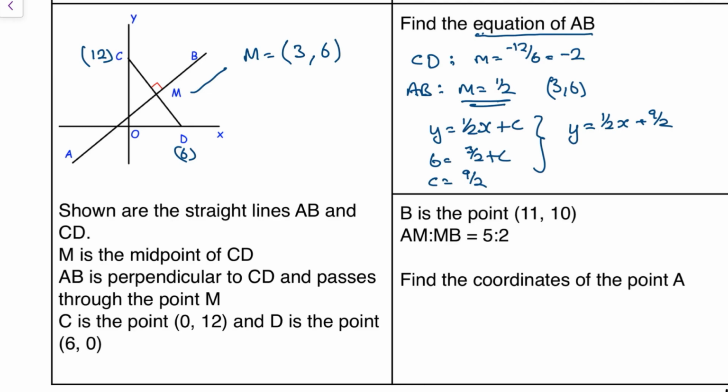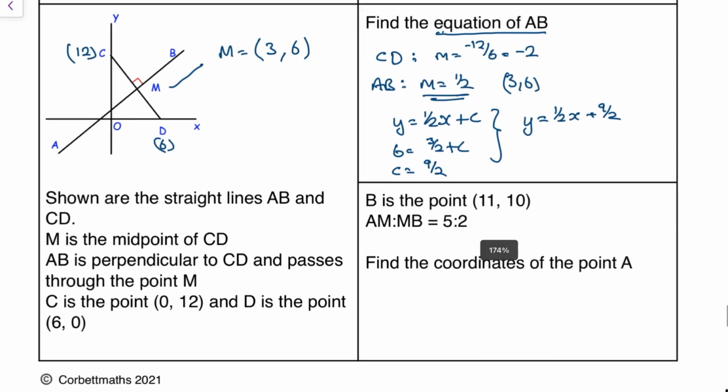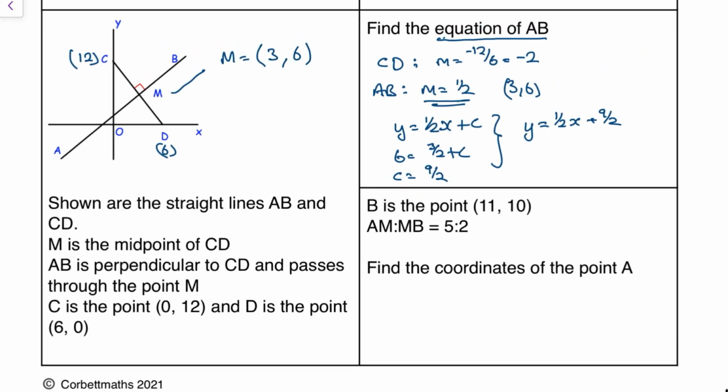Wow, not even finished yet, but that was a good question. I like that question. Next part, we've got a ratio bit just to make it even more difficult. B is the point 11, 10. Okay, right, let's just write this down. So B is 11, 10. A to M, M to B is 5 to 2, so that's 2 parts. This is 5 parts. Find the coordinates of A.